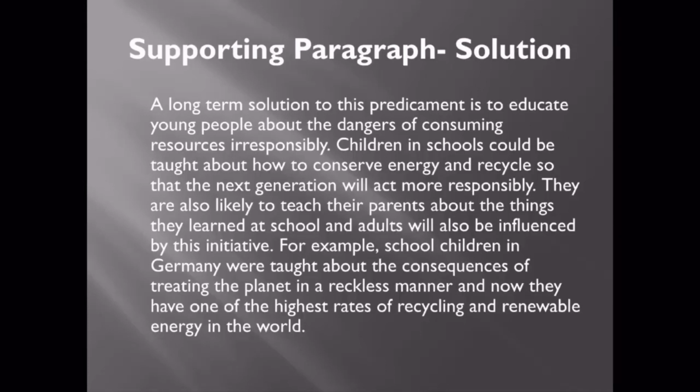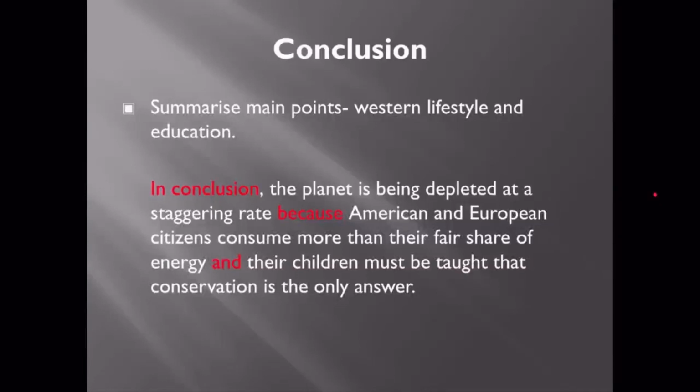They are also likely to teach their parents about the things they learned at school, and adults will also be influenced by this initiative. For example, school children in Germany were taught about the consequences of treating the planet in a reckless manner, and now they have one of the highest rates of recycling and renewable energy in the world. Conclusion? In conclusion, the planet is being depleted at a staggering rate because American and European citizens consume more than their fair share of energy, and their children must be taught that conservation is the only answer.